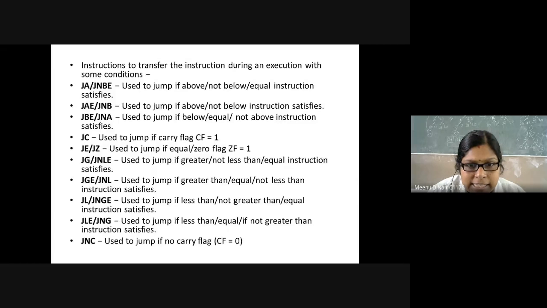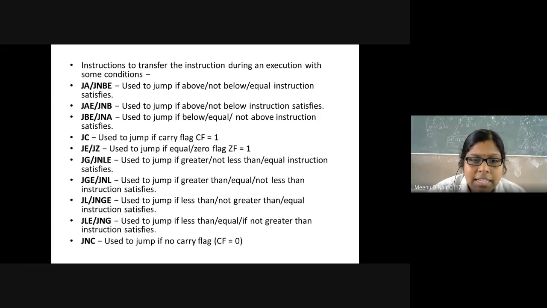JE and JZ. So jump on equal or jump on zero. That is, if the data is equal, or jump on zero. The zero flag has to be 1 if the answer is zero. If the answer is zero, then jump on equal or jump on zero, using the zero flag.